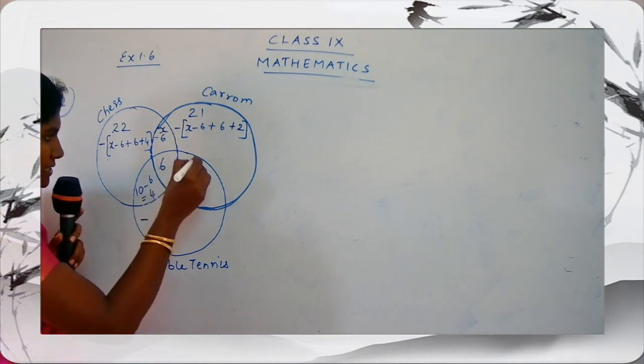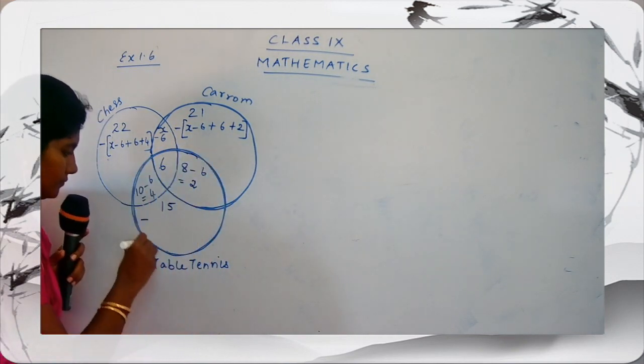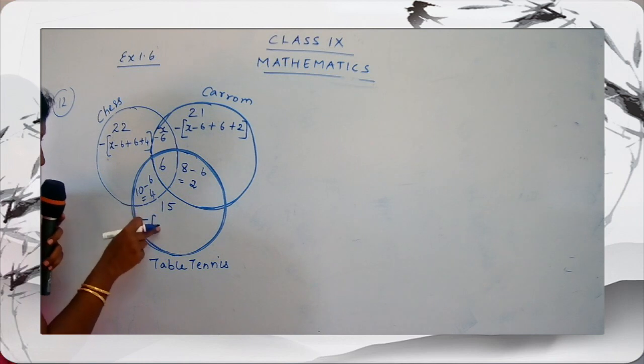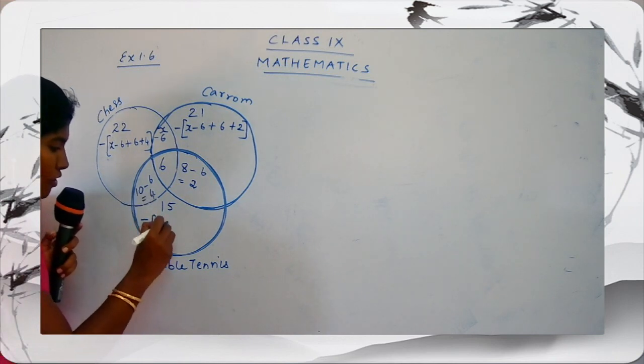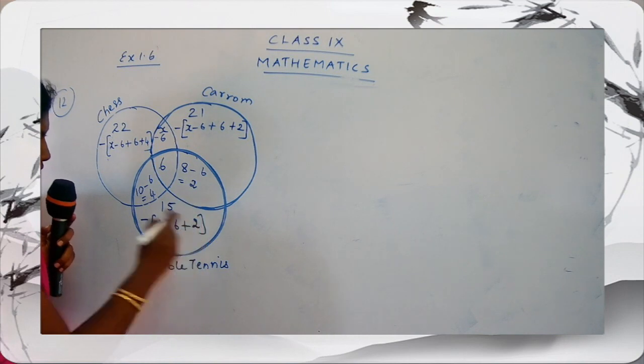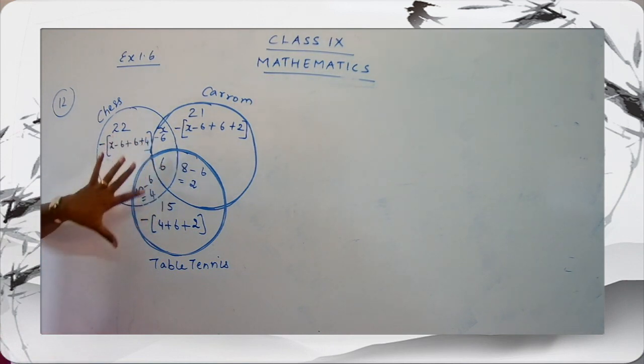Now let's come to this part. So for this circle, I have to consider these areas. This is the area. Are you getting my point? So from 15, what are you going to subtract? From 15, you are going to subtract 4 plus 6 plus 2. Okay? Are you clear?